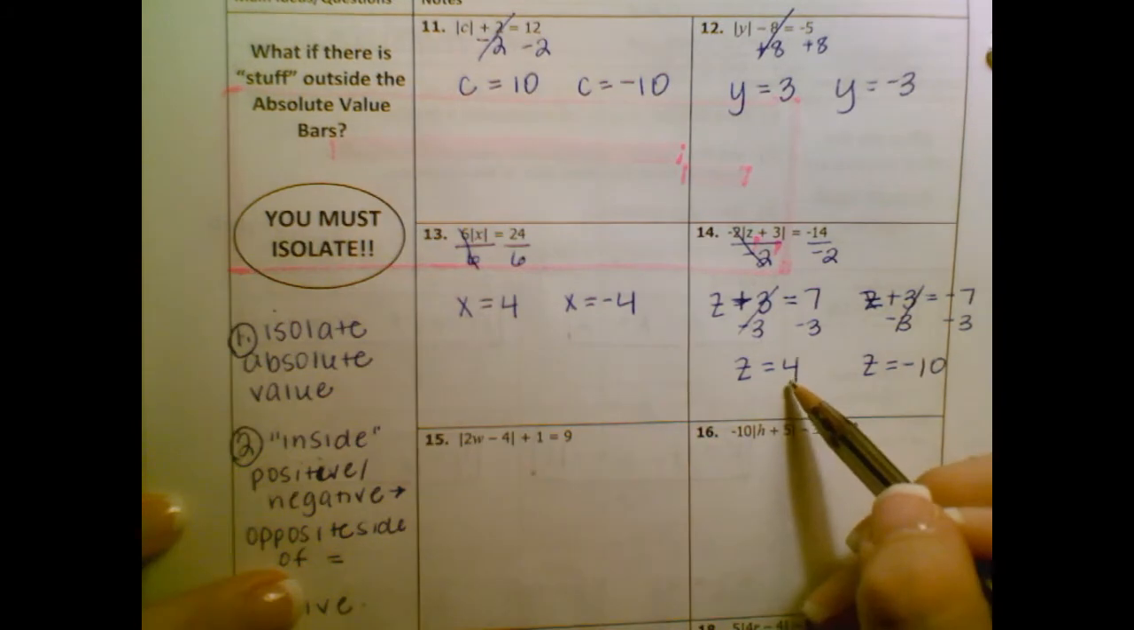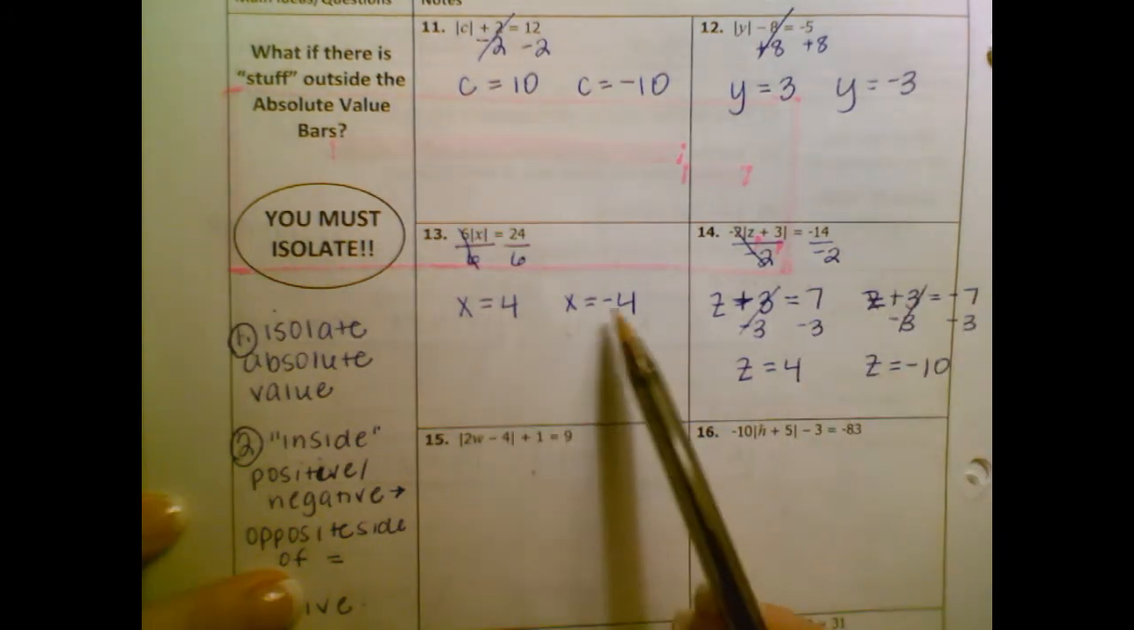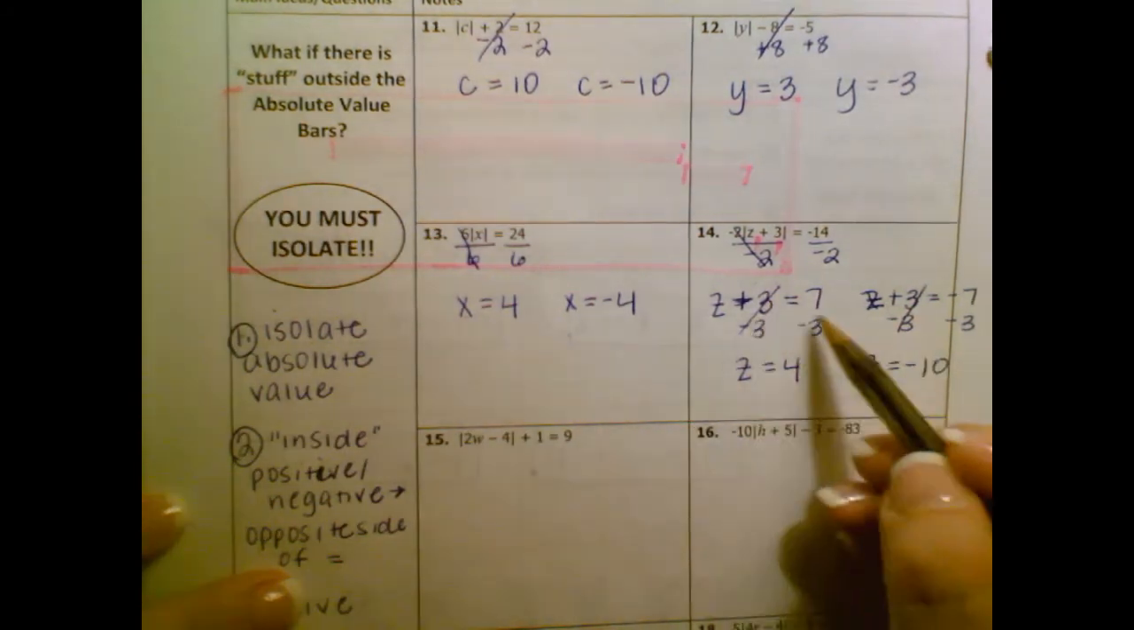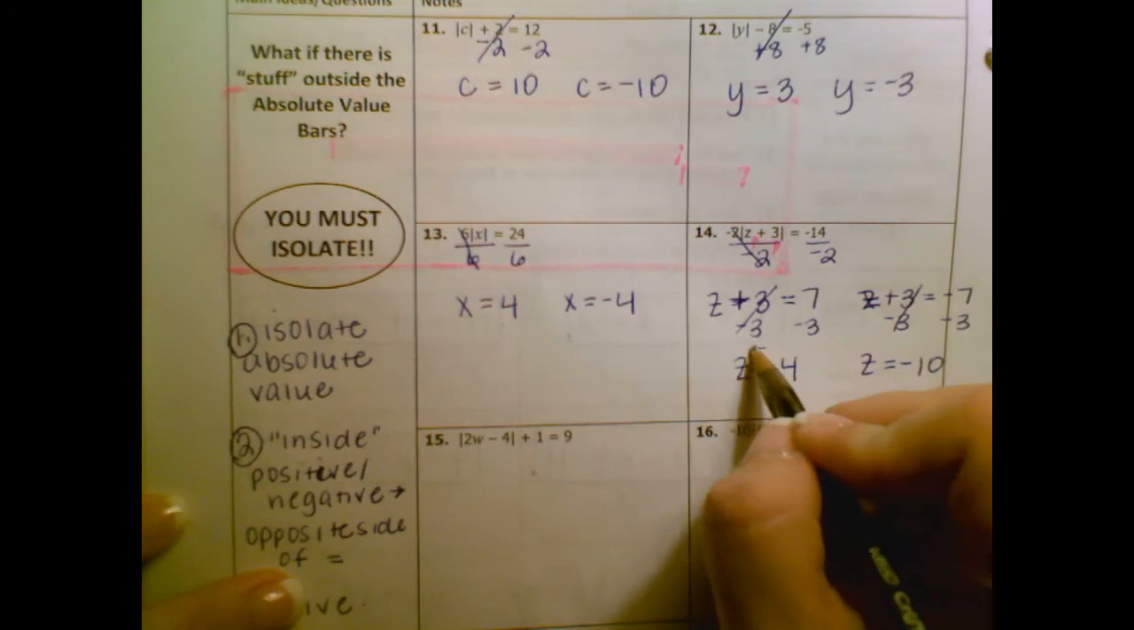So again, here's another example of I don't want to just automatically assume that it's a positive and a negative. I want to actually solve, especially if there's more than one step.